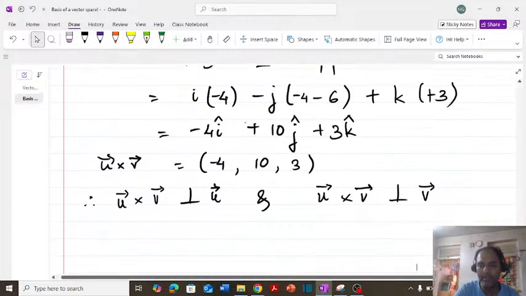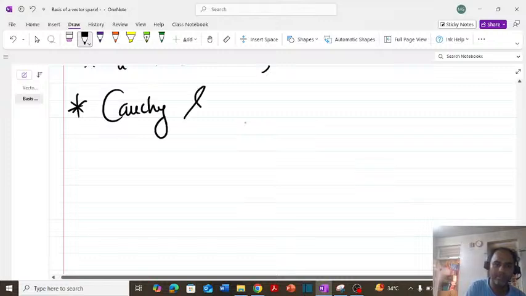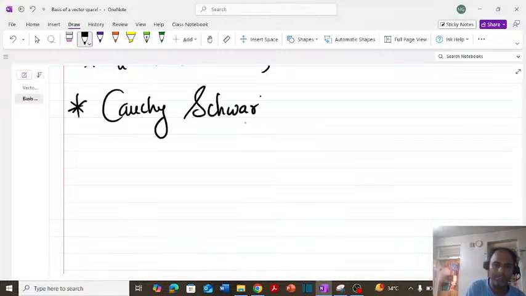Now there is one inequality which is very popular, that is called Cauchy-Schwarz inequality. Cauchy-Schwarz inequality.